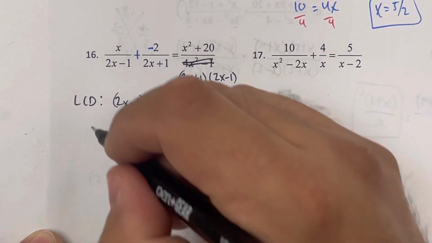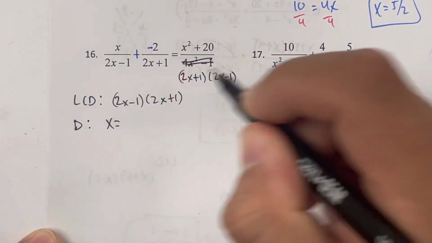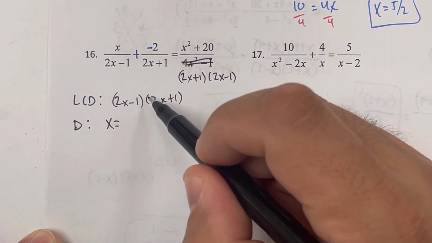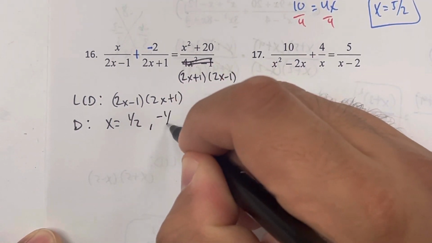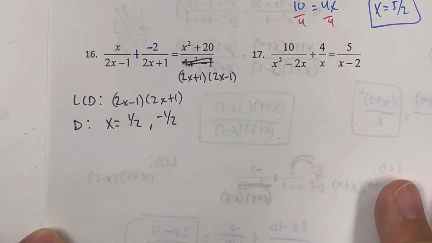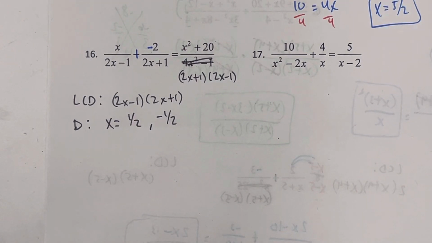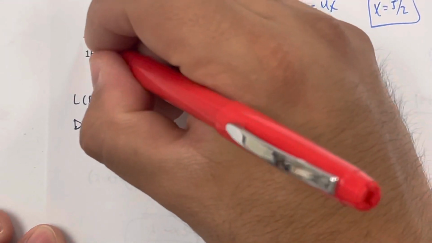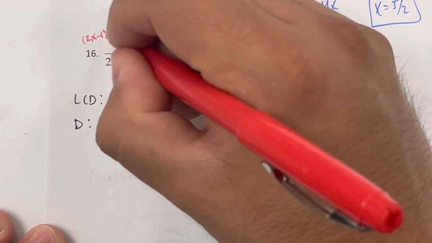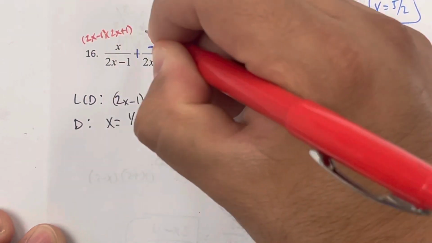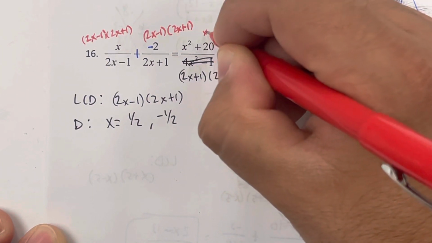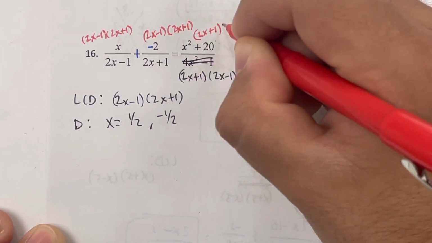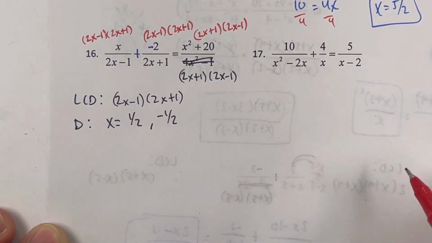So that's actually everything. Domain restrictions, what can x not equal? So if I set those equal to 0, add the 1, divide by 2, x cannot equal 1/2, x cannot equal negative 1/2. If you want to put plus or minus, that's really your choice. So now we're going to put the domain restriction above each one. All right, now we're going to cancel things out.